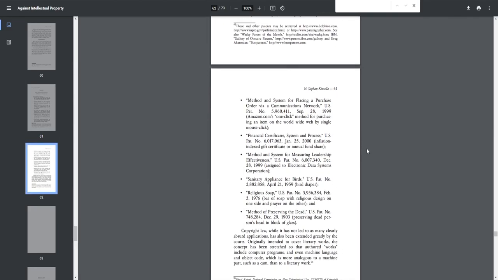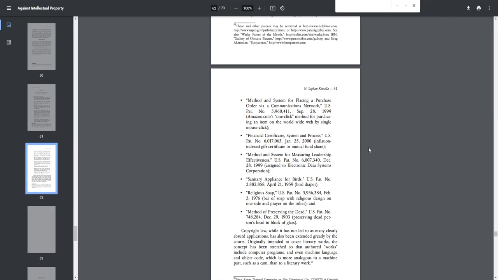Method and system for placing a purchase order via communications network. Amazon's one-click method for purchasing an item on the World Wide Web by single mouse click. Financial certificates system and process. Inflation index gift certificate or mutual fund share.